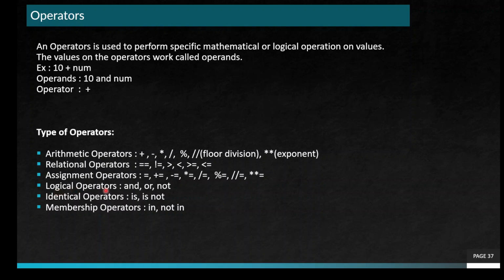Logical operators have and, or, and not. These three are logical operators. Identity operators are is and is not. Is means it is identical, or is not identical. It is similar to double equal and not equal. Membership operator means whether some value is a member of that particular list or not: in or not in. These are the six types of operator. Let's see a little bit of detail about these.